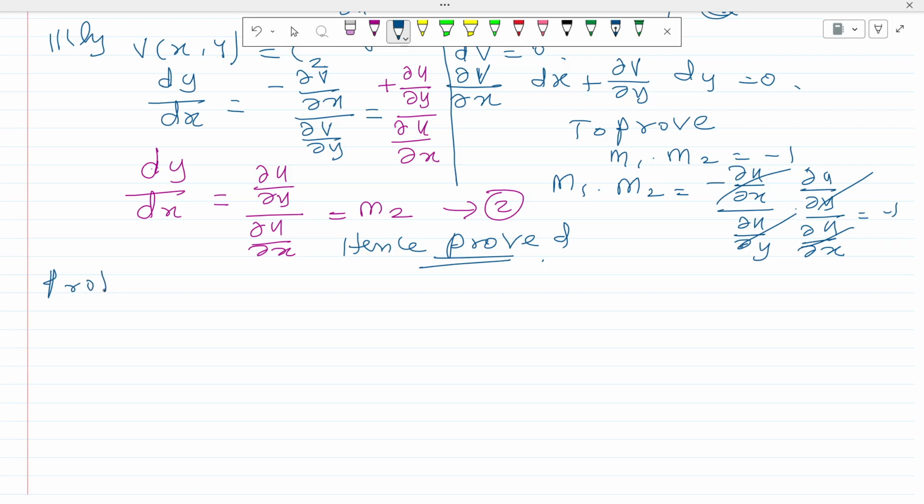Problem in harmonic. The remaining property I will discuss next. Okay. Find that harmonic conjugate.